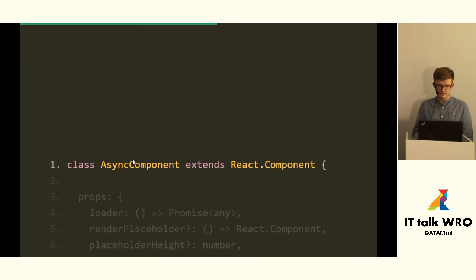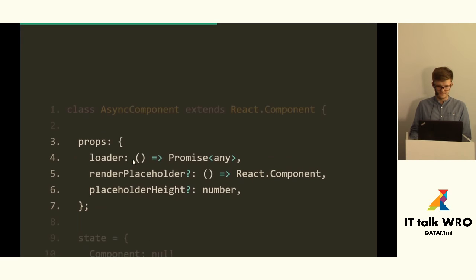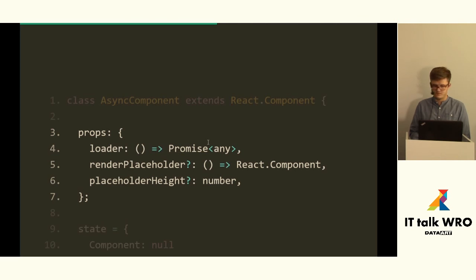So how do we convert any component to an async component? Actually, it's really easy, and we can write a wrapper component for that. Let's call it AsyncComponent. What is it? It accepts three properties. One is required, and two are optional. The required parameter is loader. It's a function that returns a promise. The optional ones are render placeholder and placeholder height.